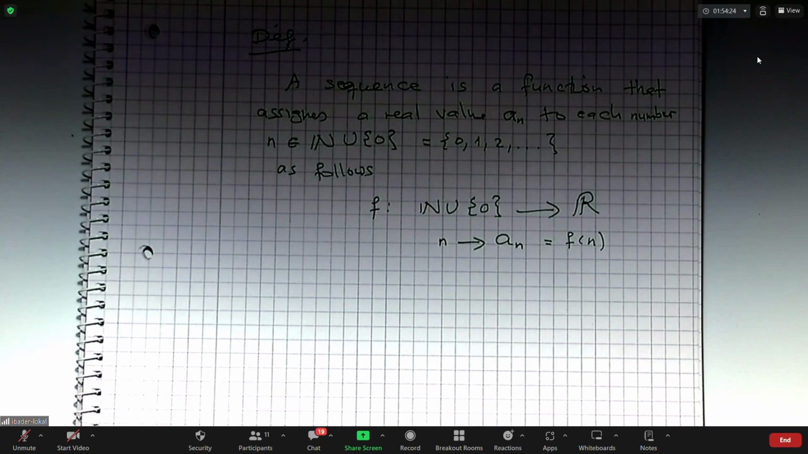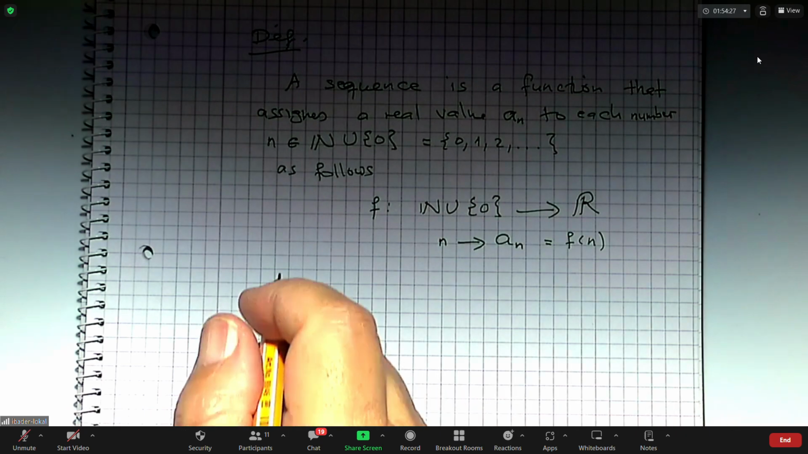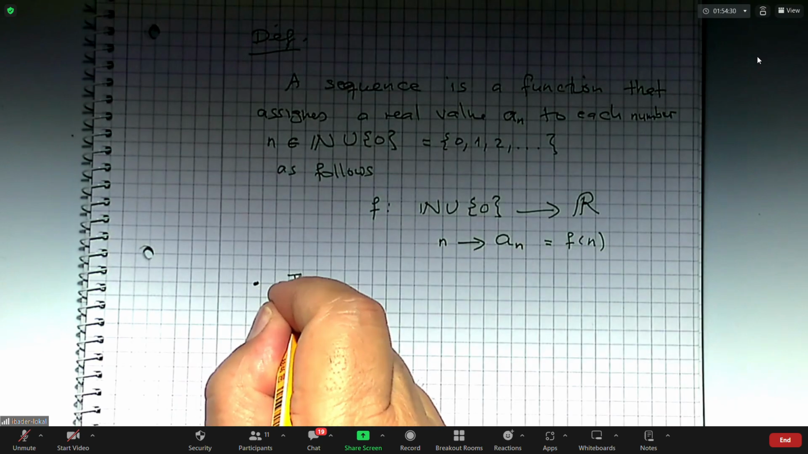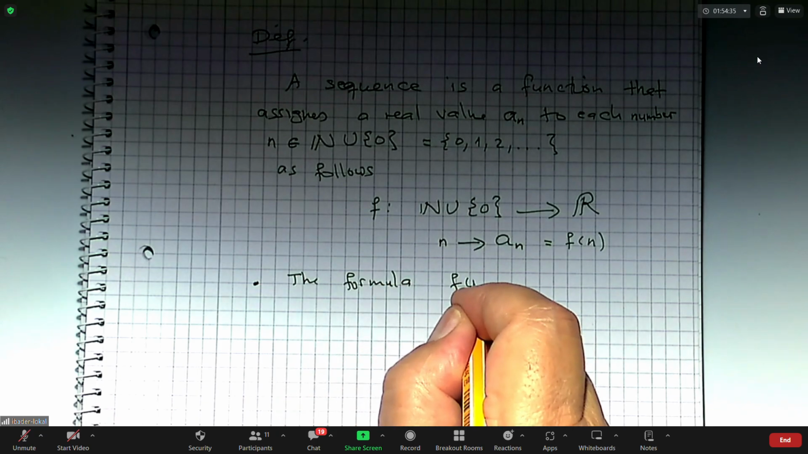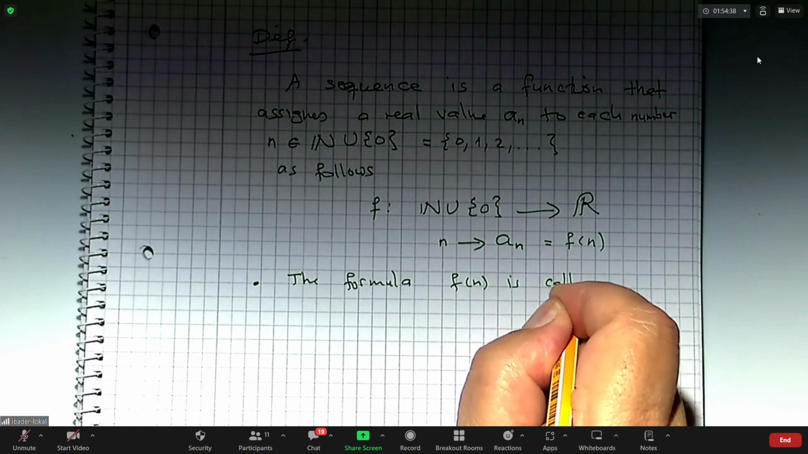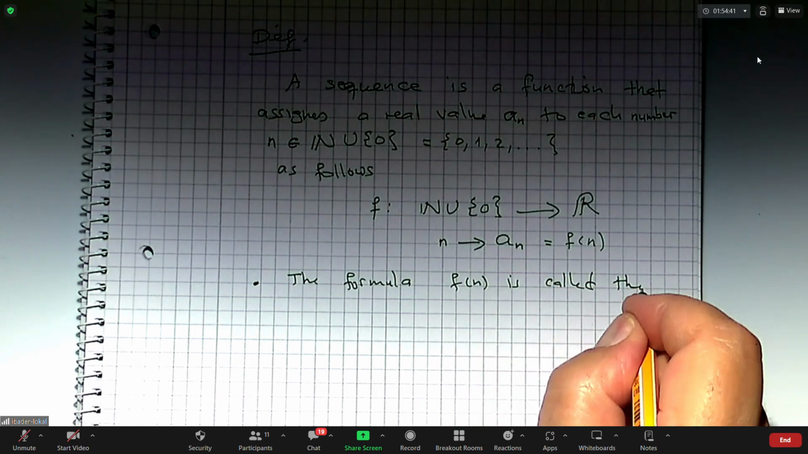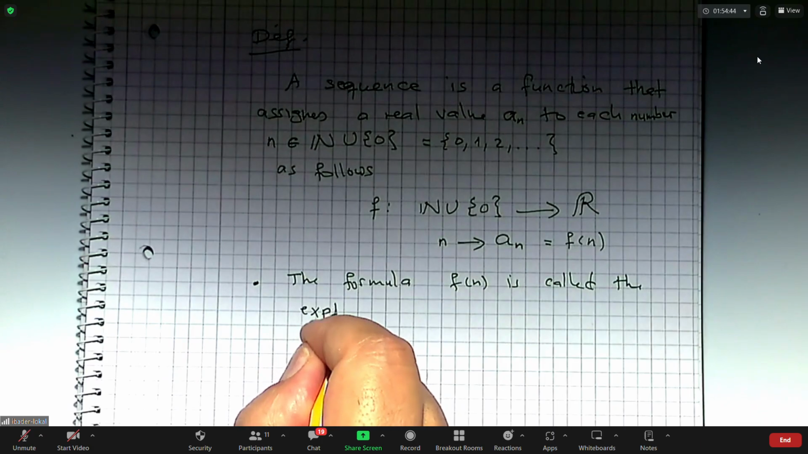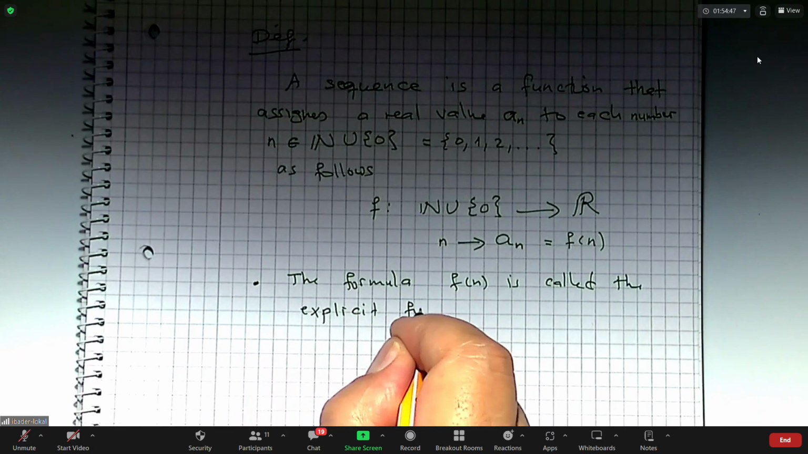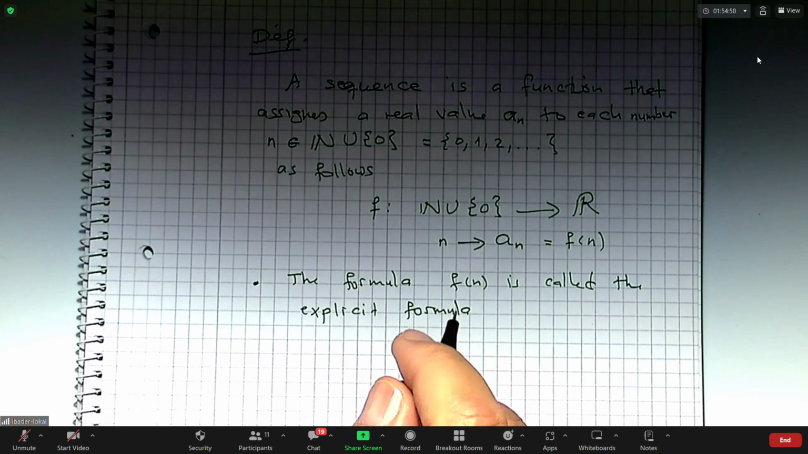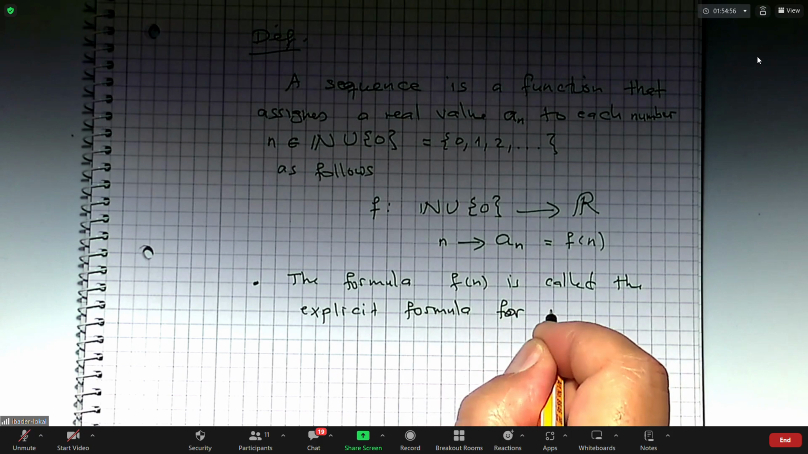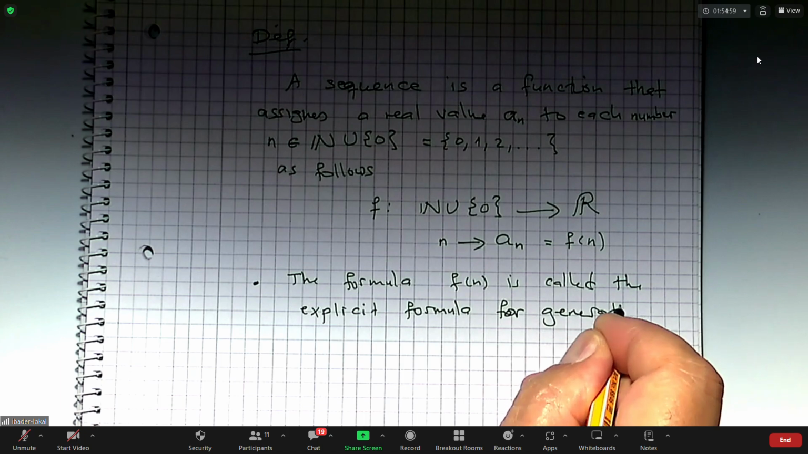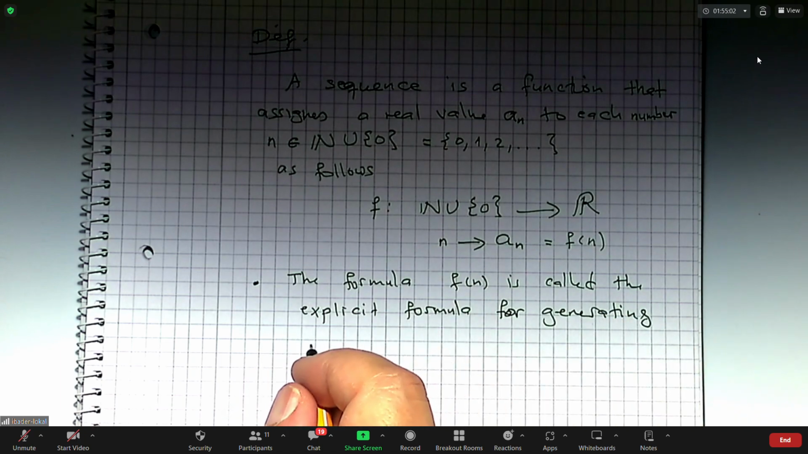Okay, now the formula, if n is called the explicit form or formula, and it generates the sequence. So if you would like to find any number of the sequence, you use this formula for generating the sequence.